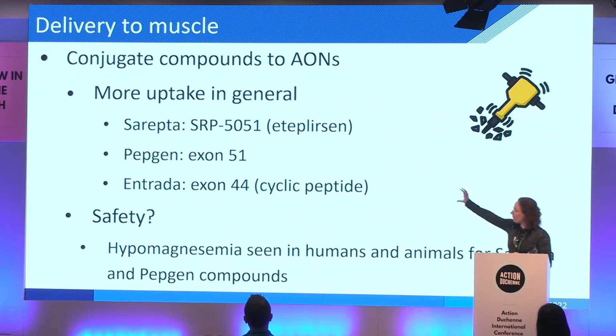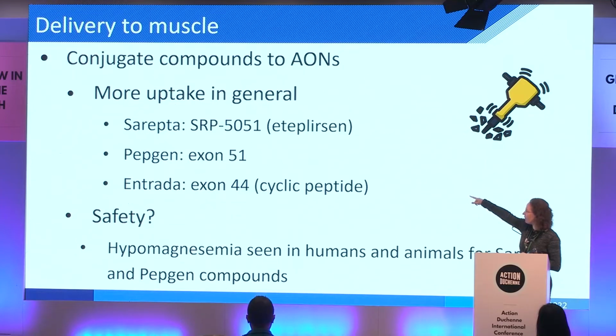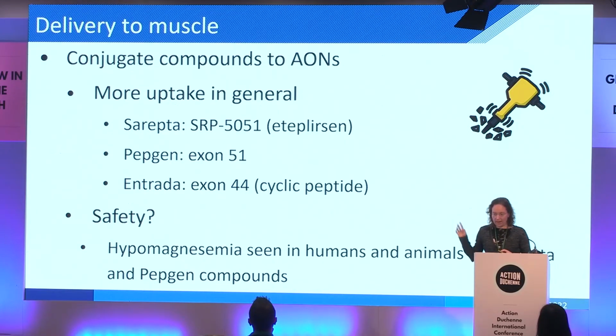And there's 3 companies that work on this. Sarepta, they have the SRP-5051. That's eteplirsen, that's their 51 oligonucleotide or AON that is approved, now linked to one of these peptides. PepGen has one targeting exon 51, and Entrada, they have a cyclic peptide. And why do they have a cyclic peptide? The others have a linear peptide, because they claim that is safer. But they've not yet tested it in clinical trials, so we don't know yet whether that really is the case.